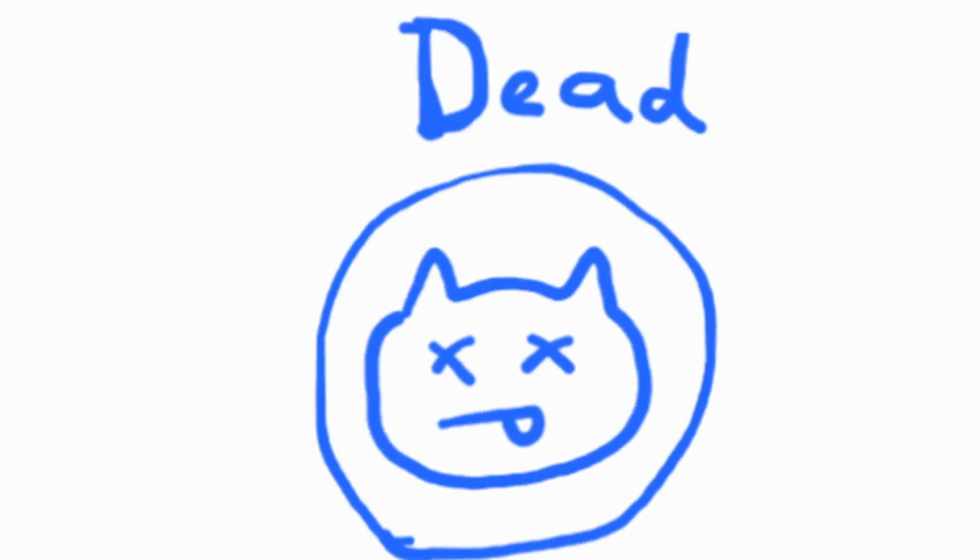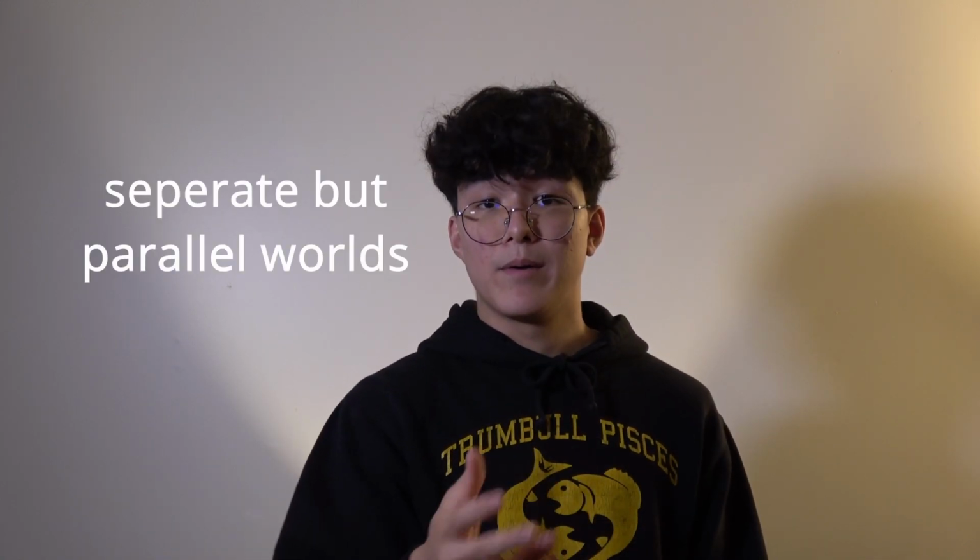Schrodinger's cat. At the moment of measurement, or when we open the box, the universe splits into two different branches. One branch or one world where the cat is alive, and one world where the cat is dead. And now each branch represents a different outcome. The cat is alive, the cat is dead. And they both exist simultaneously, but also being separate but parallel worlds.